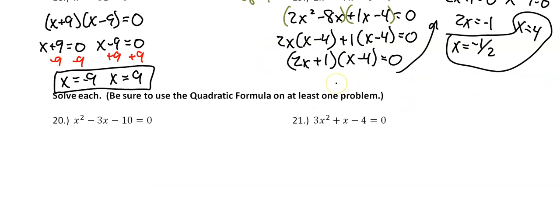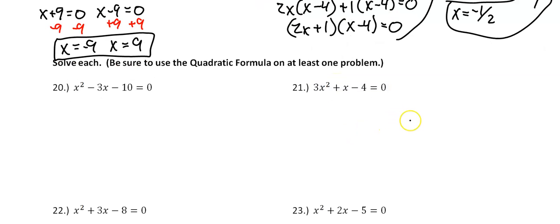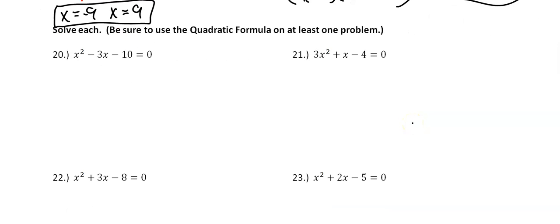These next couple, it just says to solve each of them. It doesn't say by what method. It says make sure you use the quadratic formula for at least one of them. But this first one isn't a good candidate for the quadratic formula because if you build a bridge, two numbers that multiply to a -10 but add to a -3 are a -5 and a +2. I can factor this one.